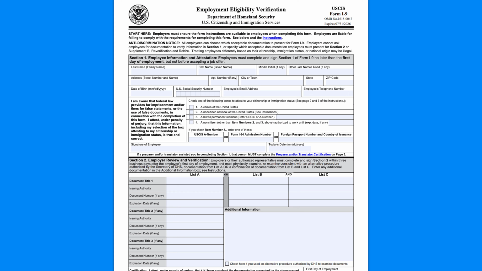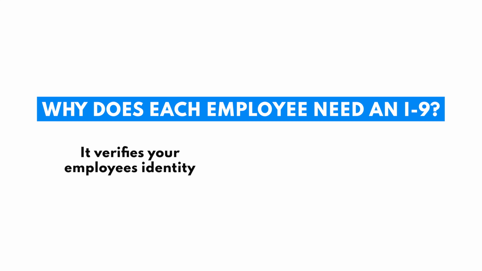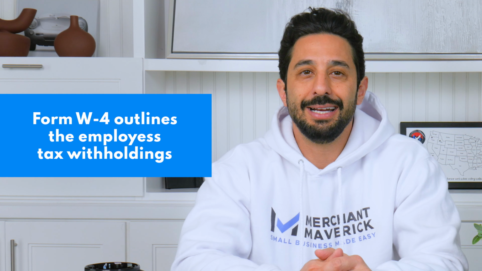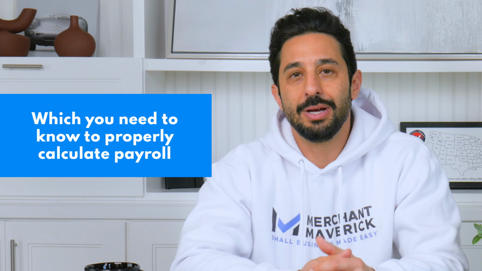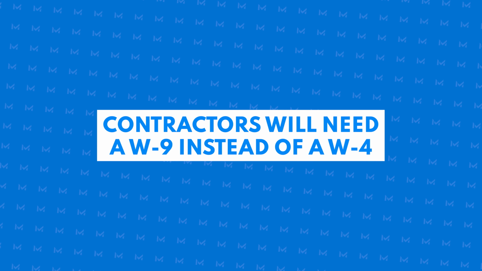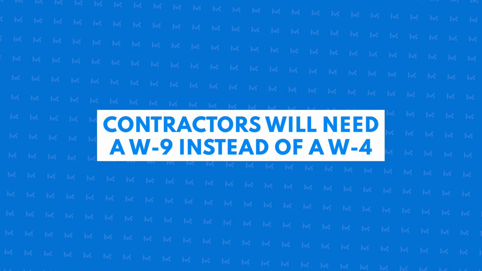All of your employees need to complete an I-9 form. This form verifies your employee's identity and confirms their eligibility for hire. Every new hire needs an I-9. W-2 employees also will need a W-4. IRS Form W-4 outlines an employee's designated tax withholdings, which you as an employer need to know in order to properly calculate payroll. If you have contractors, they will need a W-9 instead of a W-4.